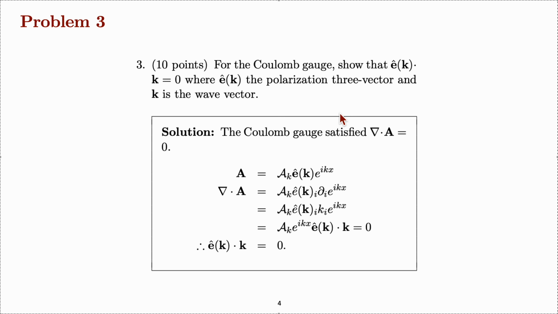Number 3, for the Coulomb gauge, we are supposed to show that the inner product between the unit vector and the wave vector is 0. So you apply this condition of the Coulomb gauge and you start with this vector potential in Fourier transformed representation, and you simply calculate this divergence, and then you require that to be 0, and you end up with this relation. Okay.